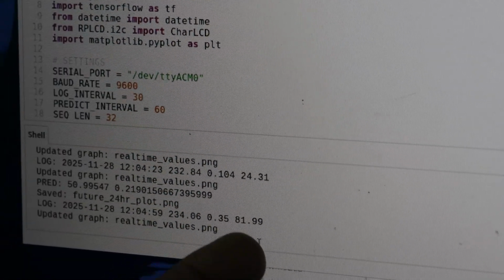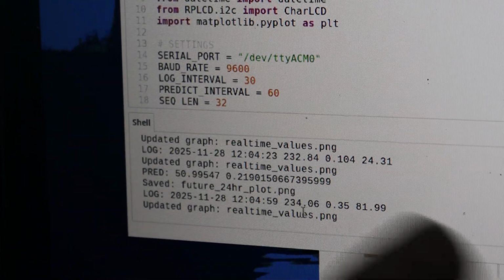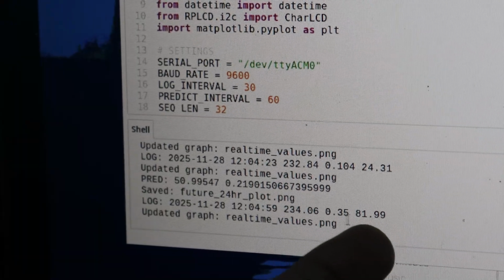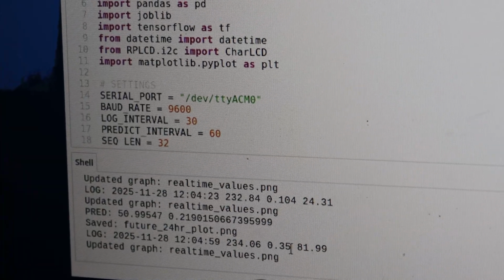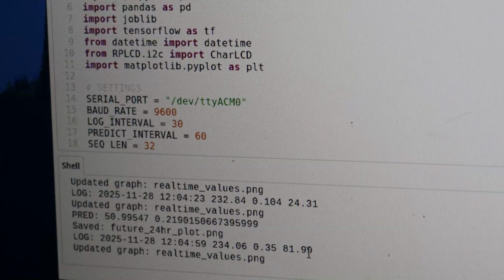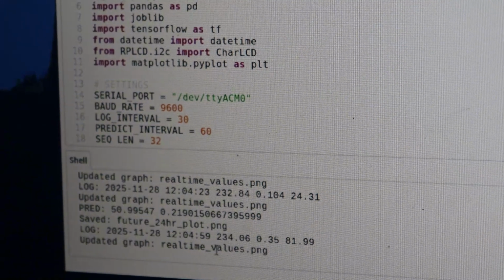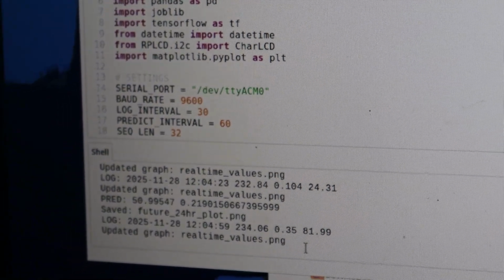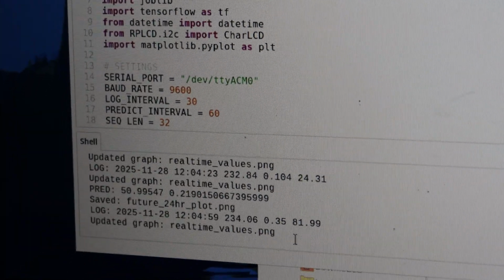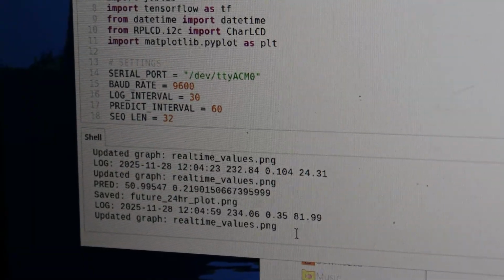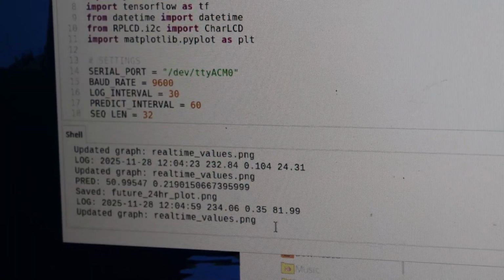Now we can see that the power has increased and the current has increased. The voltage is the same for every appliance, while the power and the current vary. Now we can see that 0.3 is the amperes being used, and 81.99 is the power. This soldering gun takes 60 watts, that's why it shows like that. It will also update the real-time values of the graph, and all this data goes to the CSV file, and that CSV file is compared with the ML part to predict the future current consumption.